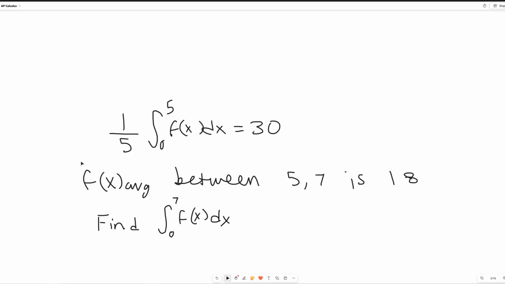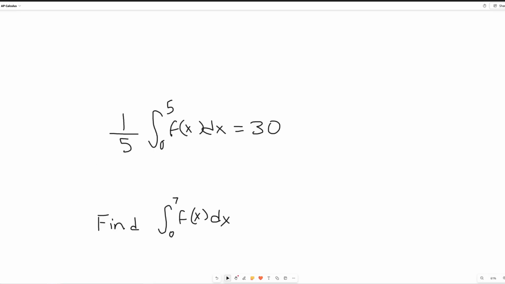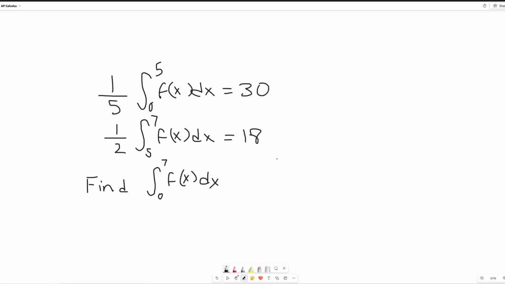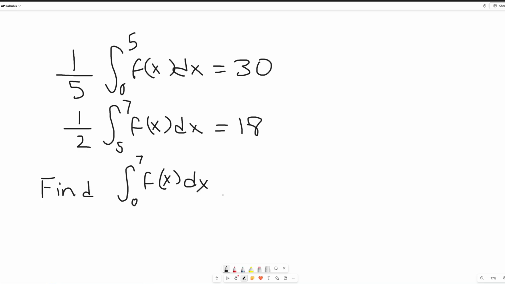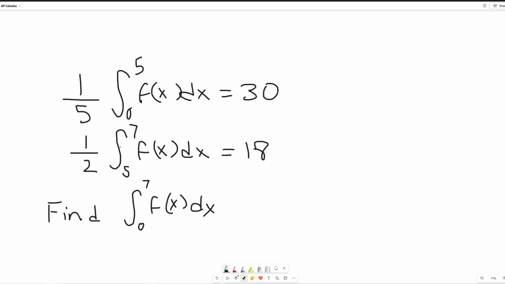Okay, the average value between 5 and 7 is 18. Let's translate this now. So that means 1/2 integral from 5 to 7 of f of x dx equals 18. All right, now we only really have 1.5-ish more steps. To find the integral from 5 to 7 and from 0 to 5, all we have to do is multiply this over.